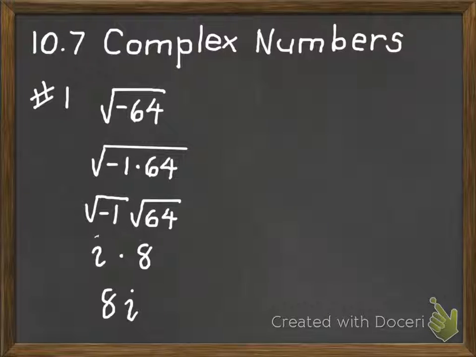Section 10.7, Complex Numbers. Number 1. The square root of 64. Now, as you know, we cannot take the square root of a negative number. So we factorize negative 64 as negative 1 times 64.